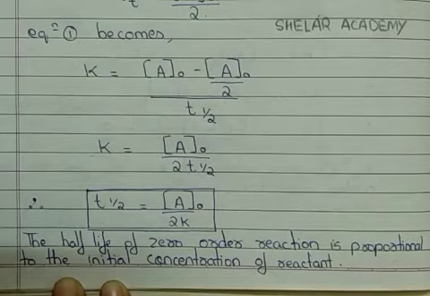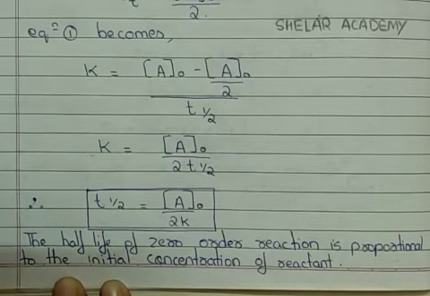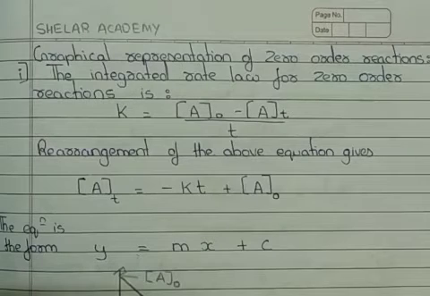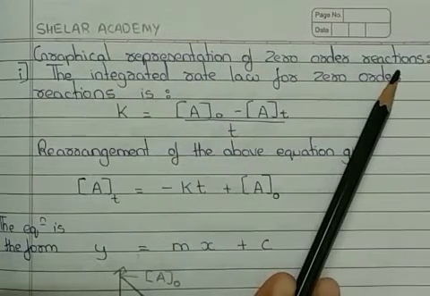Exactly reverse we have in zero order reaction. In zero order reaction, rate is independent of the concentration of reactant, whereas T half is dependent on the concentration of reactant. These are the two very important points which are contradictory with respect to first order and zero order reaction. After understanding the definition of zero order reaction, the integrated rate law equation and the half-life of zero order reaction, the next part is the graphical representation of zero order reaction.